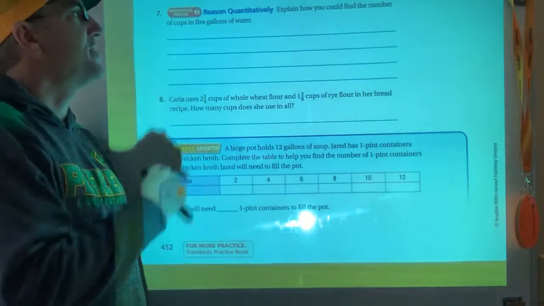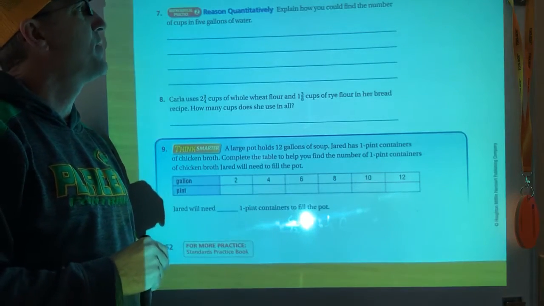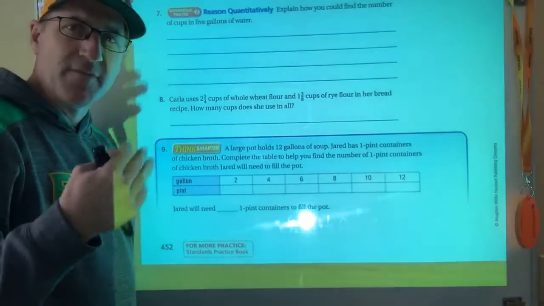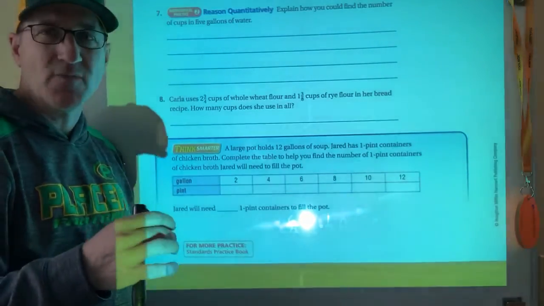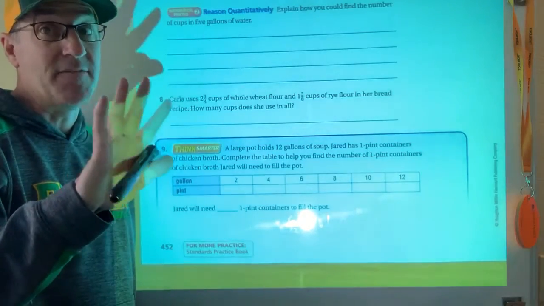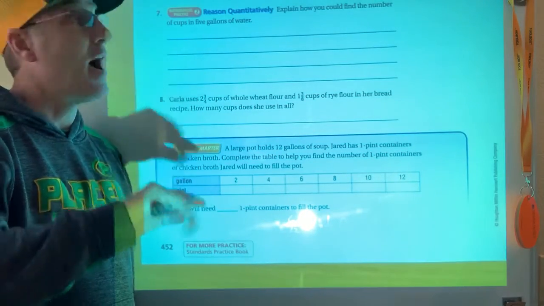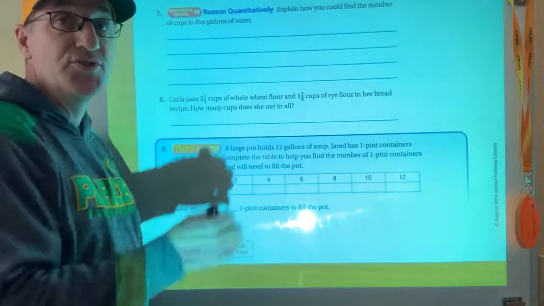So let's take a look at number 7. Explain how you could find the number of cups in 5 gallons of water. So I'm going from what to what here? The number of cups in 5 gallons of water. What did they give me? They gave me 5 gallons, and they want to know how many cups, right? So what would you do?